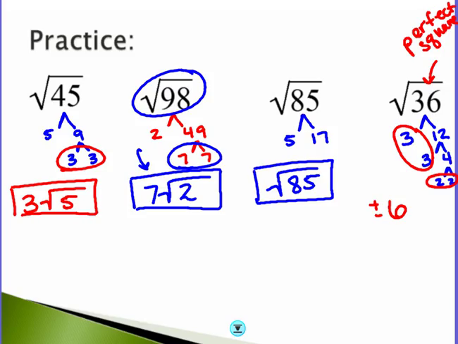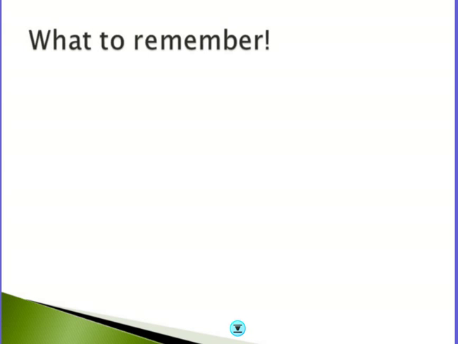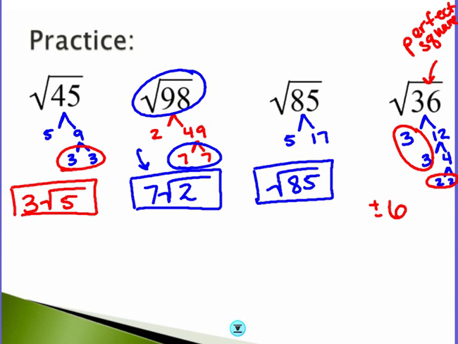Make a factor tree. If they have buddies, they go to the outside. If they don't have buddies, they stay on the inside. I do want to give you one that's just a tiny bit more complicated, just so we can look at it together. And then we can move on from there. So, actually, maybe I'm just going to do it right here.